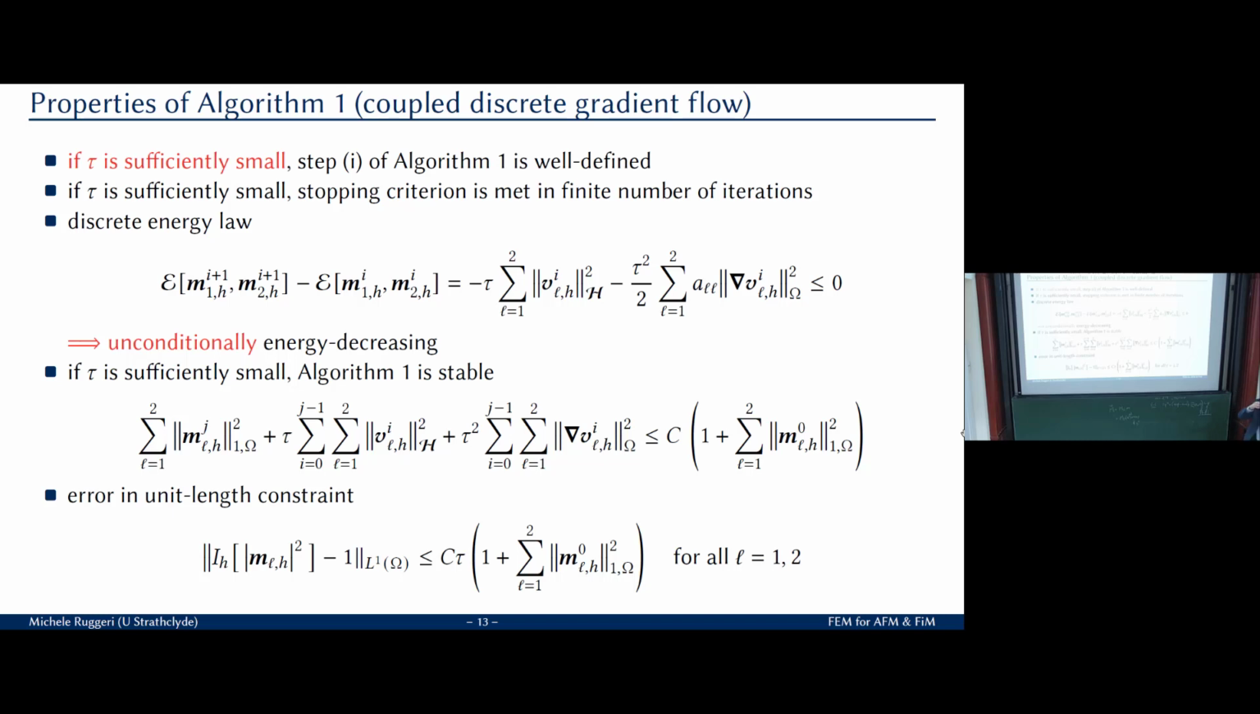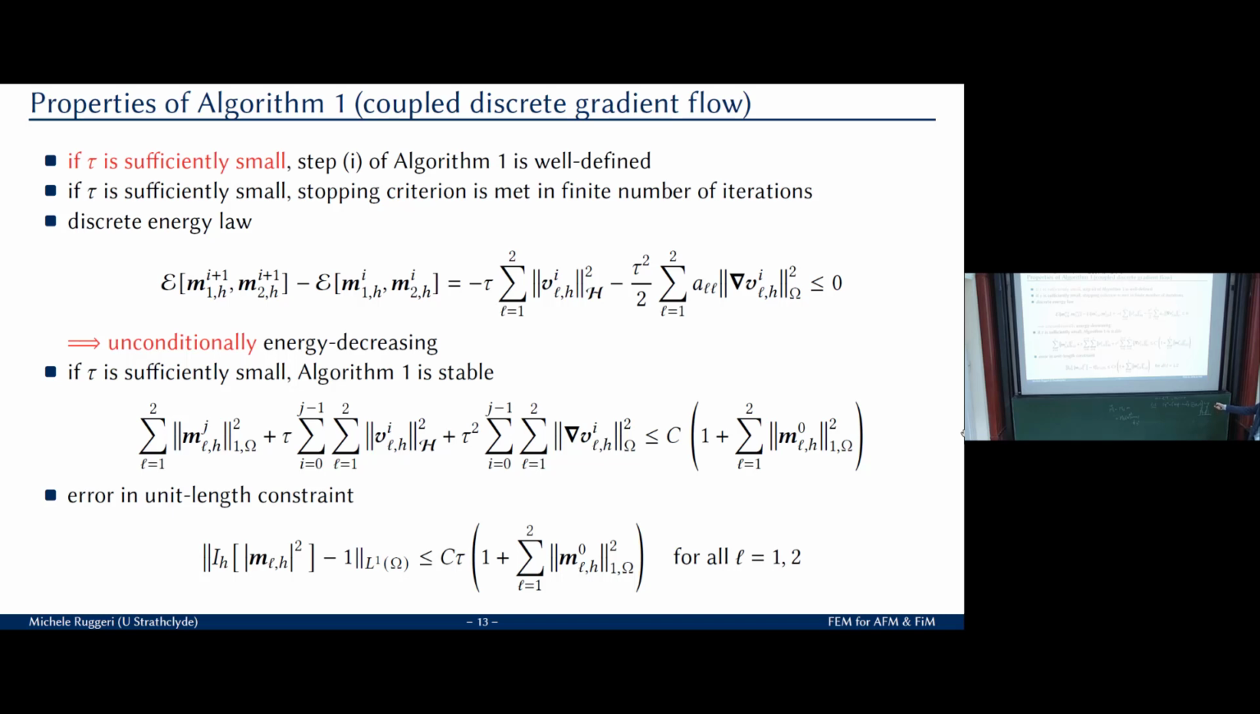So the sequence of energies generated by the algorithm will be monotonically decreasing, which is a good property if you want to minimize the energy. And this will happen unconditionally, so without any restriction on the discretization parameters, by construction. And then the two final estimates tell us that if tau is sufficiently small, we have stability, so everything is bounded by, more or less, the energy of the initial condition here. And we can control the error in the unit length constraint that I was mentioning by this equality here.